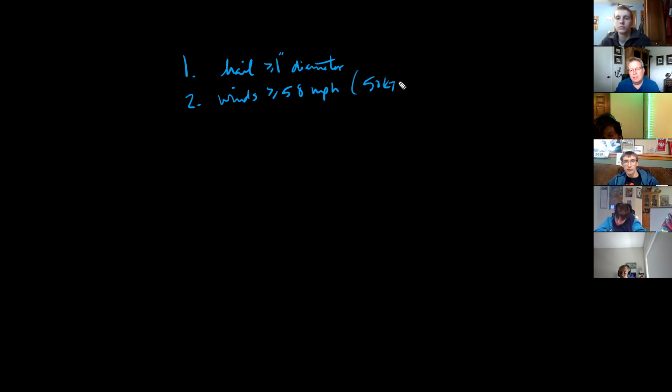Hail, 1 inch in diameter. 2 would be winds greater than or equal to 58 miles an hour, which is 50 knots, if you want to know. And then 3 is a tornado. Right? I think you've had that.